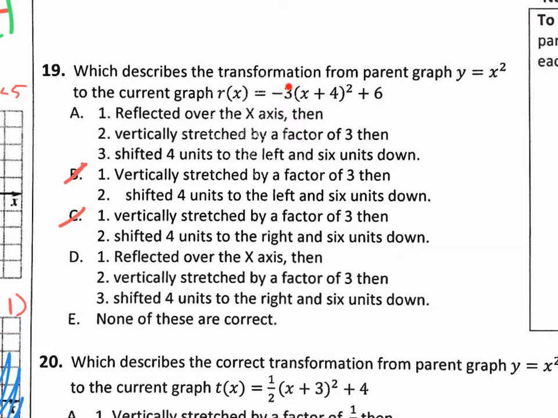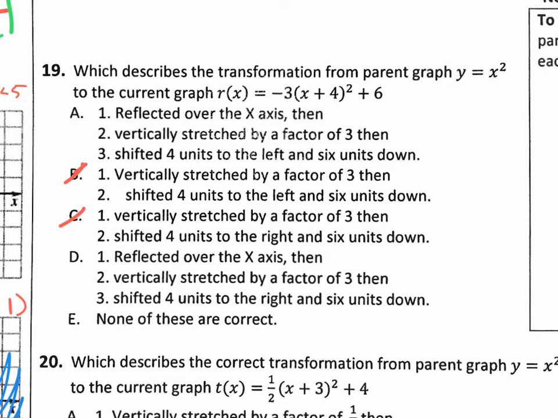Now this 3, is it going to stretch it or compress it? Is it going to make it narrower or wider? Stretch, right? So second thing, vertically stretched. So far it looks like we have a winner right here. And it says by a factor of 3, and yeah, that is a factor of 3. The negative we already dealt with because it was a reflection over the x-axis. We're down to our final transformation. Does this get shifted 4 units to the left? Yes, because you think opposite. So this is the answer, right? 6 units that what? Uh-oh. Down. It's up. So this messed us up right here.